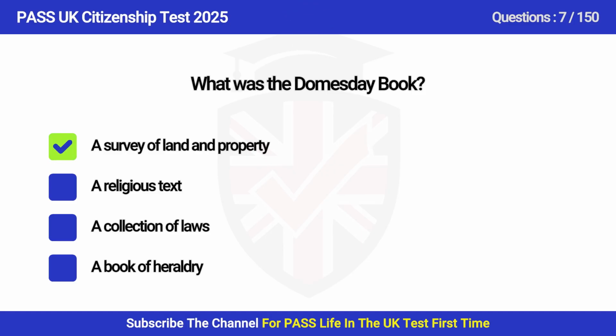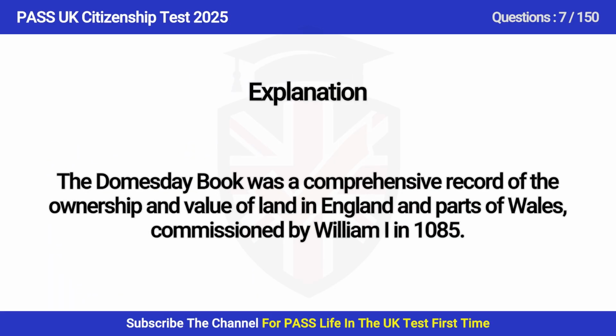Answer is A. A survey of land and property. The Domesday Book was a comprehensive record of the ownership and value of land in England and parts of Wales, commissioned by William I in 1085.